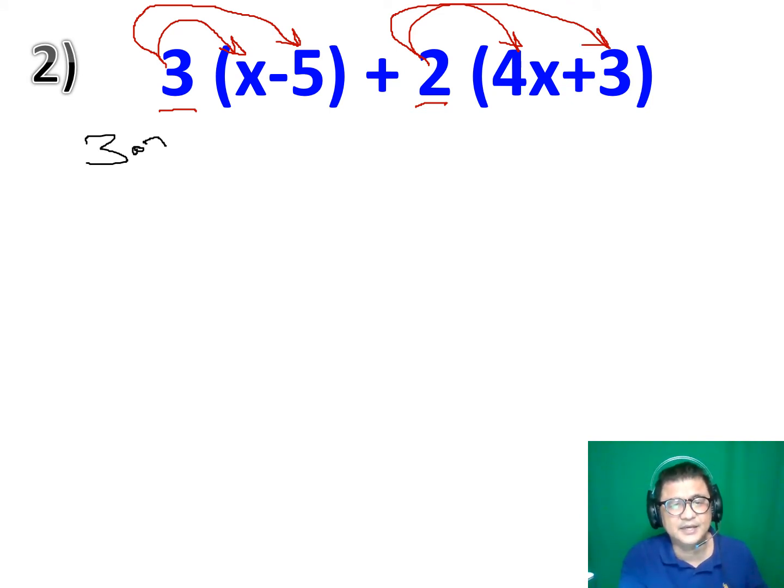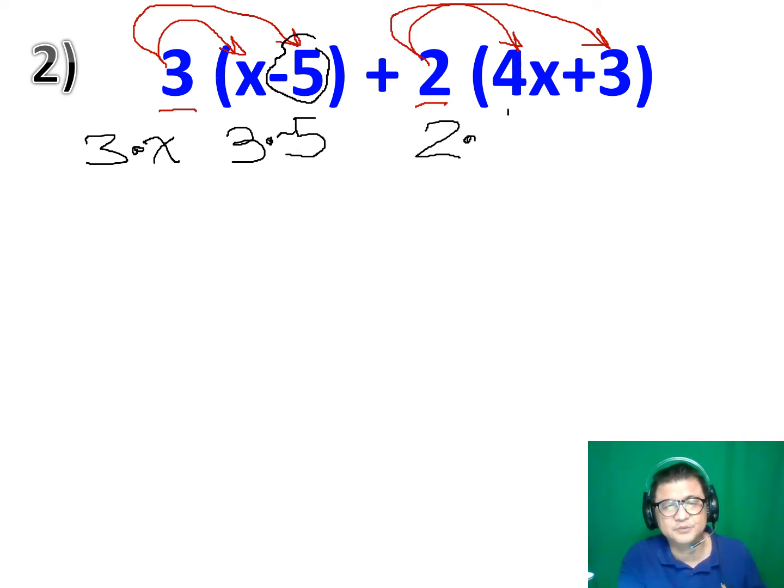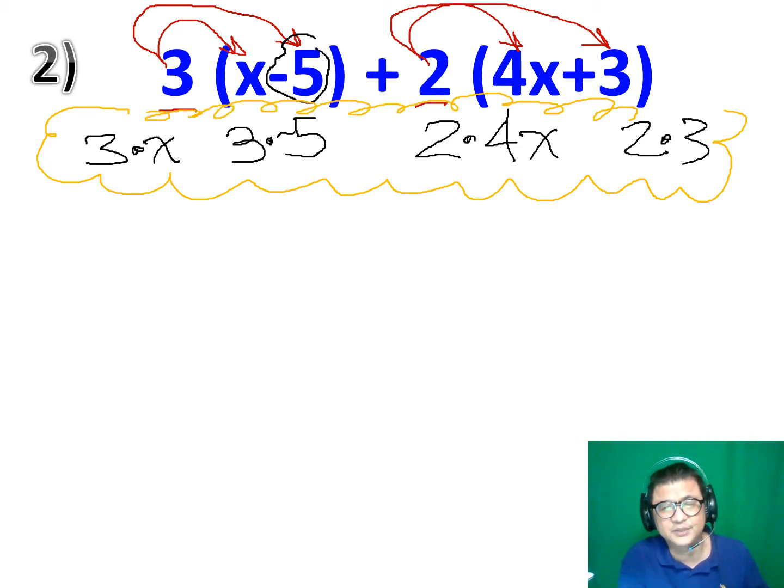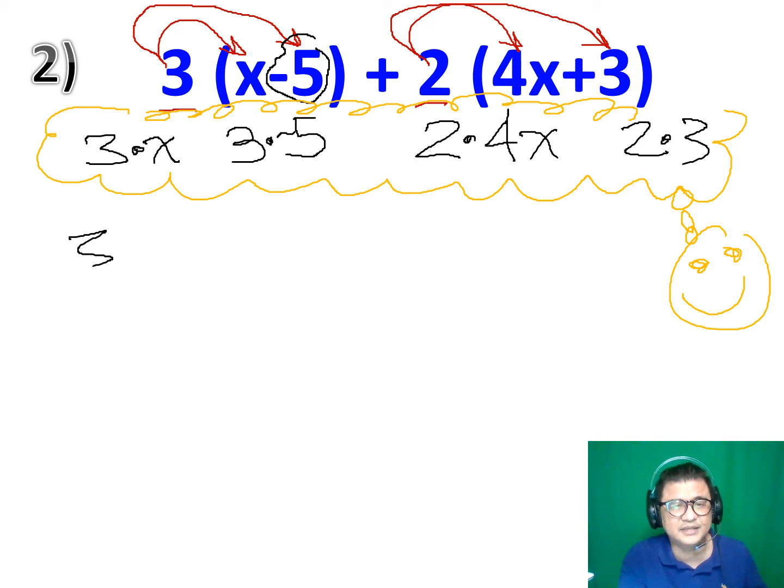3 times x, 3 times, take note, that's not just a 5, that's a negative 5. Write it down. For the second part, that's going to be 2 times 4x and 2 times 3. By the way, for some kids, this part is done mentally. Once you reach the next grade, or once you get used to it, this one is done mentally. They will just write the next answer. So our first answer will be 3x.